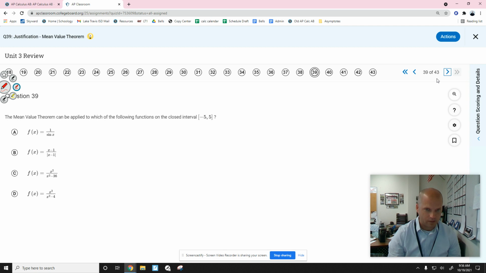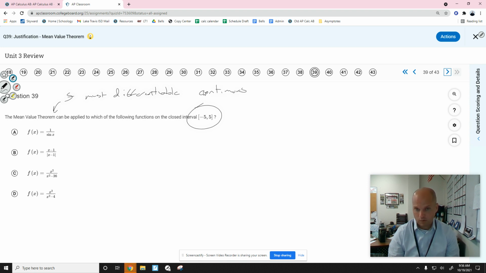I don't love this question. Which of the following can we use the mean value theorem on? It's a good little test. You've got to remember the mean value theorem means the function must be differentiable. To be differentiable, you need to be continuous on your interval and also have no sharp points. I hope I don't have to check. But maybe.